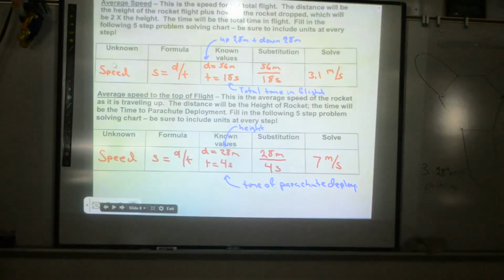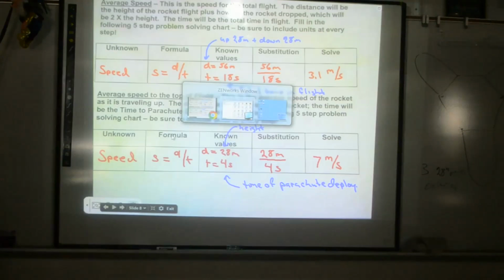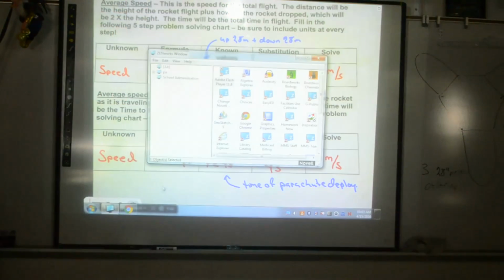Now, if you didn't find that, you should reflect a little bit and see if there's some reason why you think that your answer came out somewhat different than that.